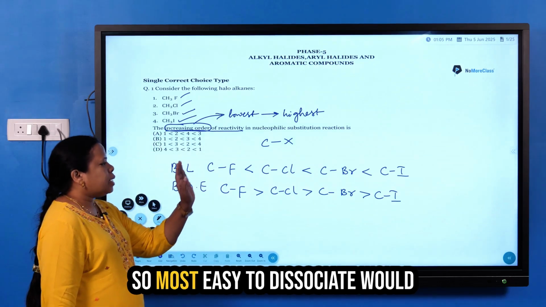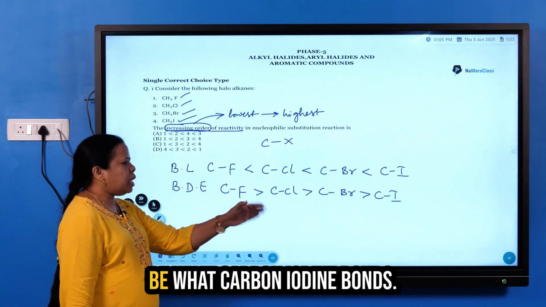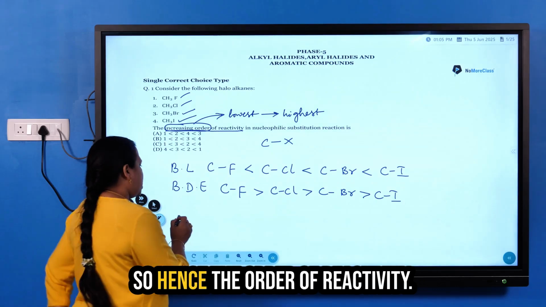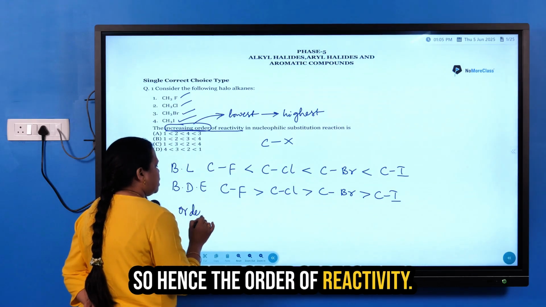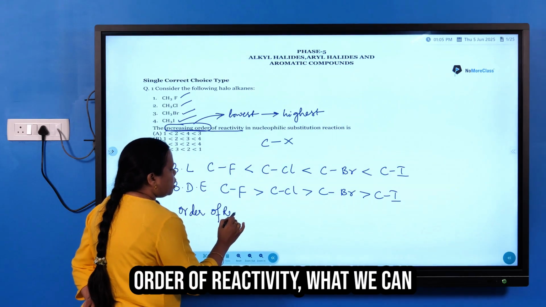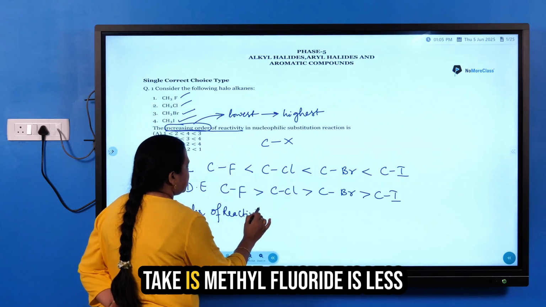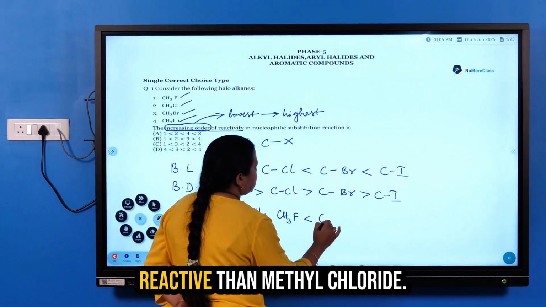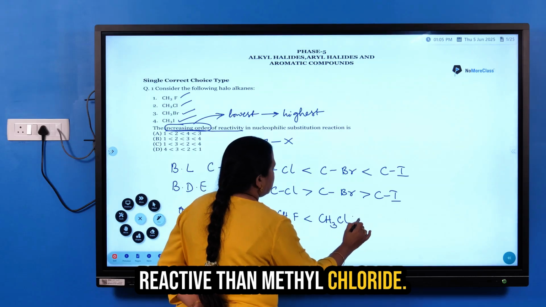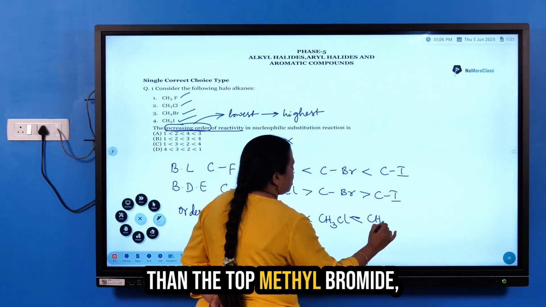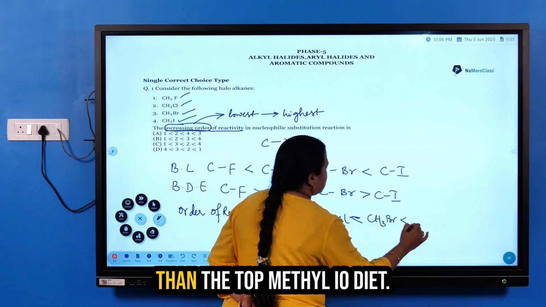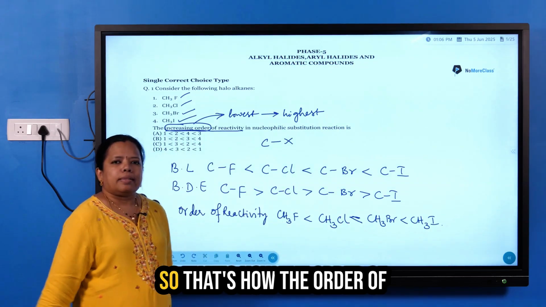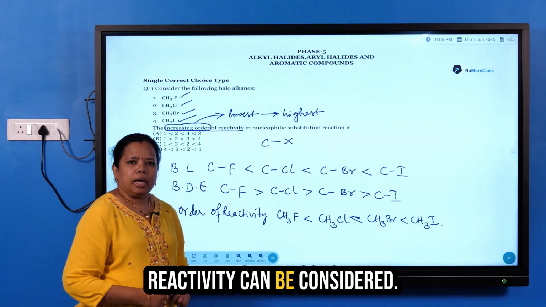So the easiest to dissociate would be the carbon-iodine bond, so its reactivity will be more. Hence the order of reactivity is: methyl fluoride is less reactive than methyl chloride, than methyl bromide, than methyl iodide. That's how the order of reactivity can be considered.